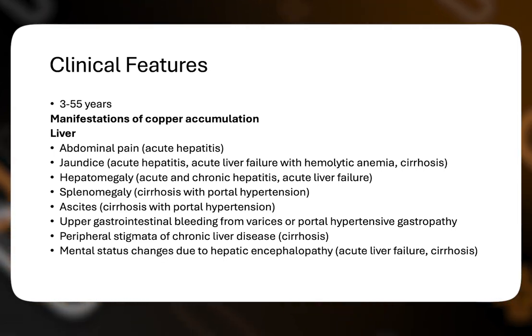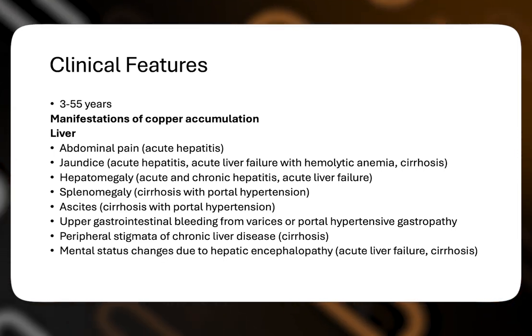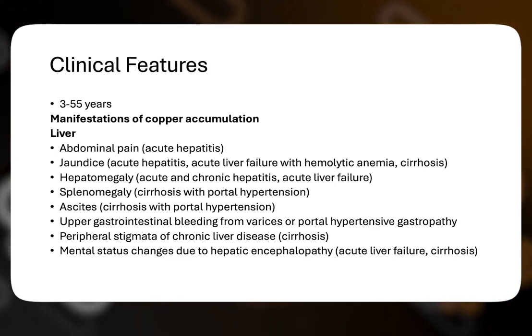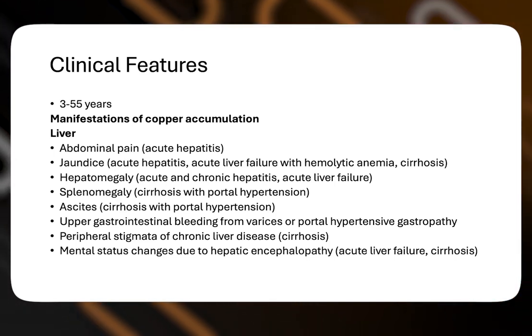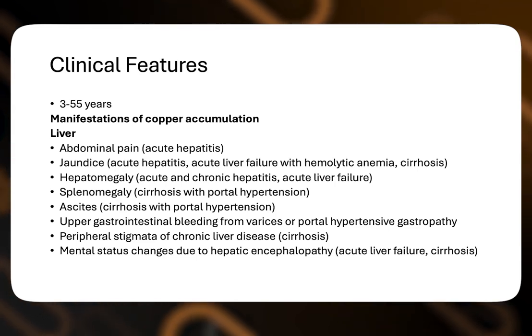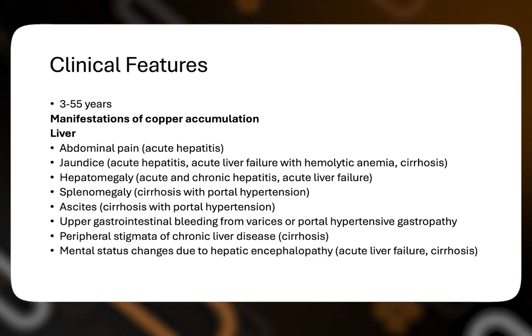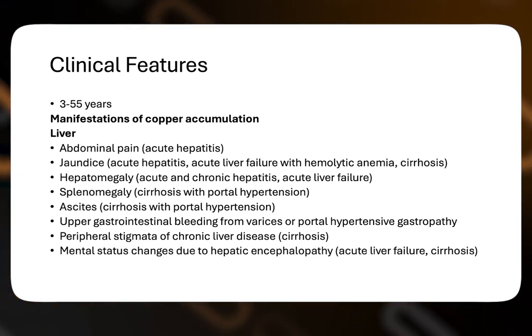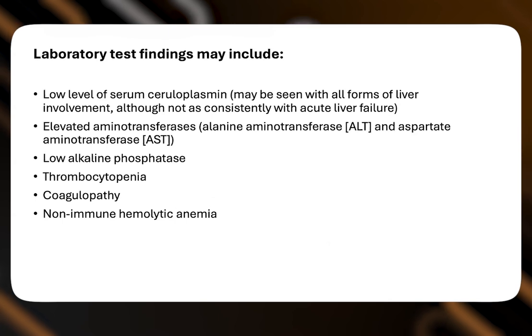So, from abdominal pain, jaundice, hepatomegaly, then signs and symptoms because of increased portal hypertension, varices, bleeding, signs and symptoms due to chronic liver disease because of copper accumulation. So most of the things of the entire liver spectrum you can see when the copper is deposited in the liver.